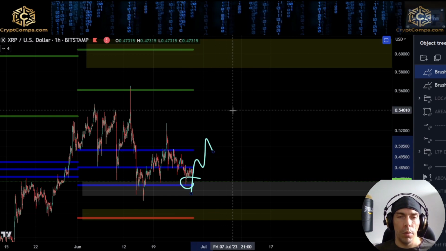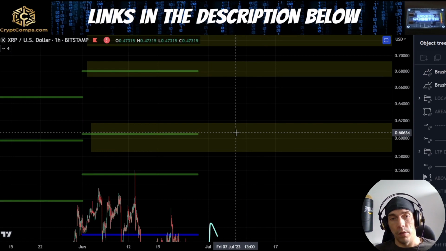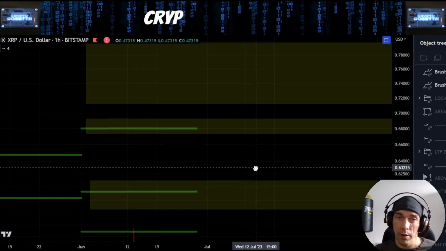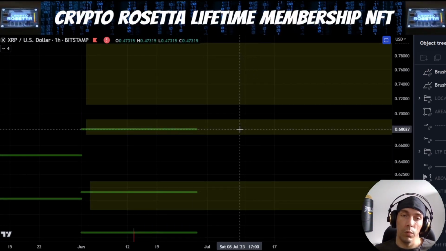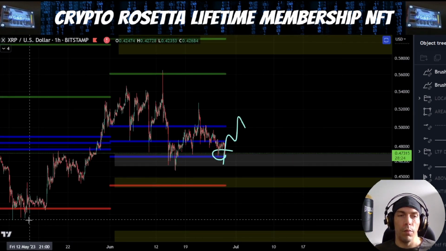Now if we do actually see price find support here and look to climb back through these levels, what we could see is a retest of this S1 at this 56 cents, the S2 at the 60 cents, or alternatively a move up towards the 68 cent region. So this would be looking for that idea of that break to the upside.